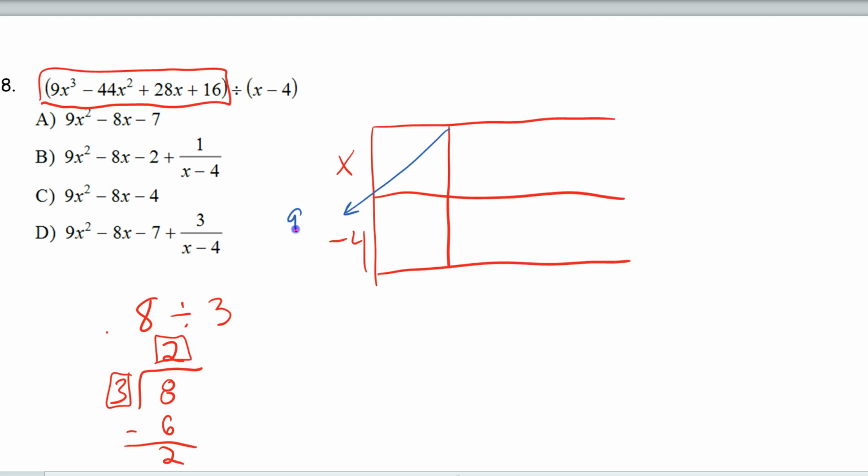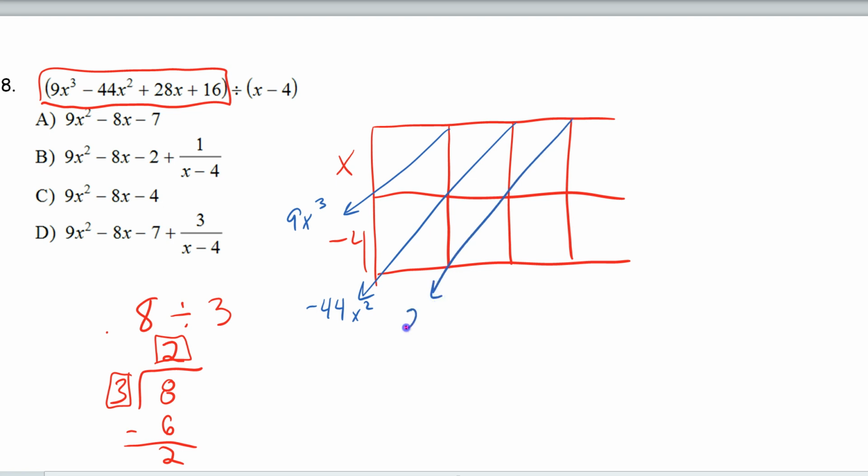1, and that will give me my 9x cubed. Here I'll have another, and that will give me my negative 44x squared. I can make another, and that'll give me my 28 times x. And then the last one will always be a constant, so it'll just be that bottom right rectangle. And that'll give me 16. So I don't necessarily need anything past that.